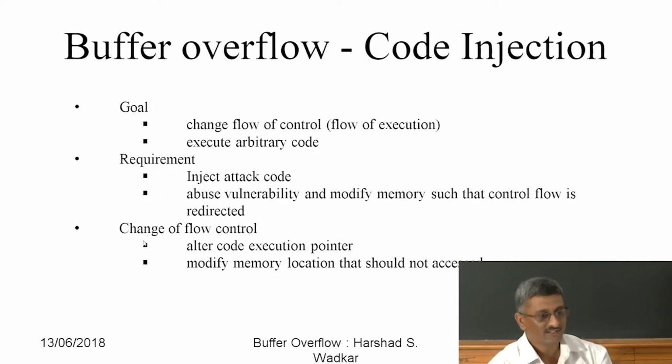What is the goal? My goal, as an attacker, is to change the flow of control and execute arbitrary code. That is my code, not the programmer's intended initial code. What is required for it? I require to inject the attack code. Same thing: abuse the vulnerability and modify memory such that control will go to my function. This change of flow control will modify the code execution pointer and modify the memory location, and then that location will not be available for its actual intended purpose.